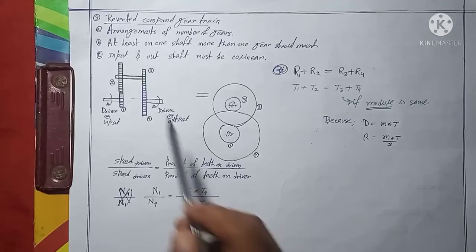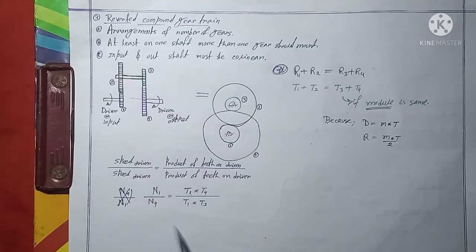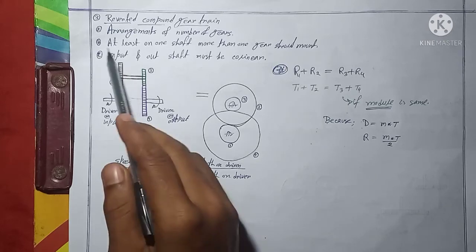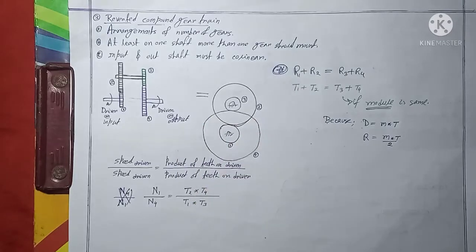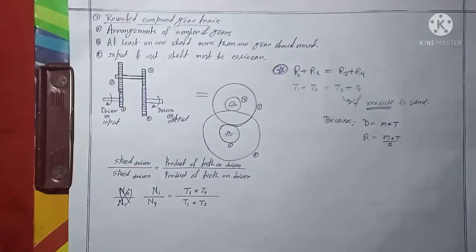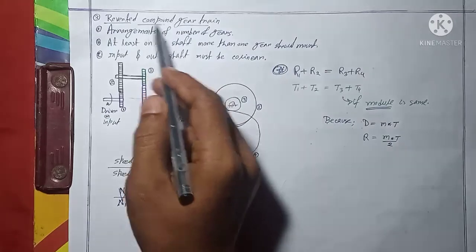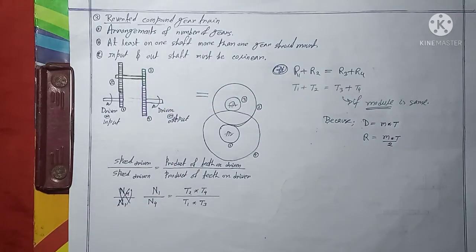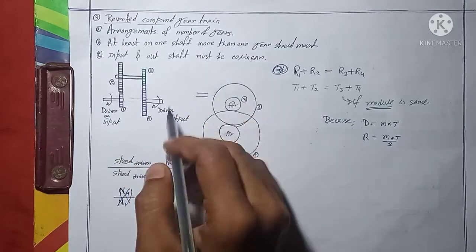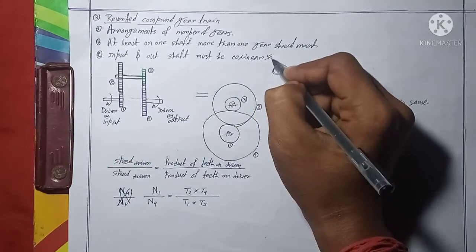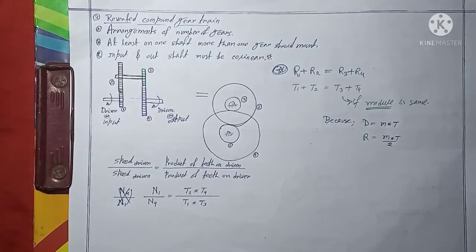Okay, the third one is the reverted compound gear train. Here also some properties are there. The first one is the arrangement of a number of gears, which is present in all types of gear train. The next one is that at least one shaft should have more than one gear mounted, meaning whatever properties are contained by the compound gear train must be present here. The third one is that the input and output shaft must be co-linear, and this is the unique property contained by the reverted compound gear train as compared to the compound gear train.